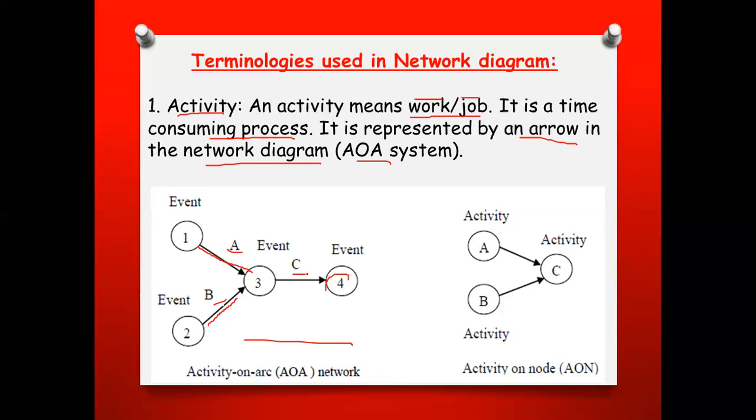And what is an AON network? Here it is the same, but instead of keeping A outside, you keep A inside and term it an activity. B is an activity. These face towards C, which is an activity. Understood? Right.